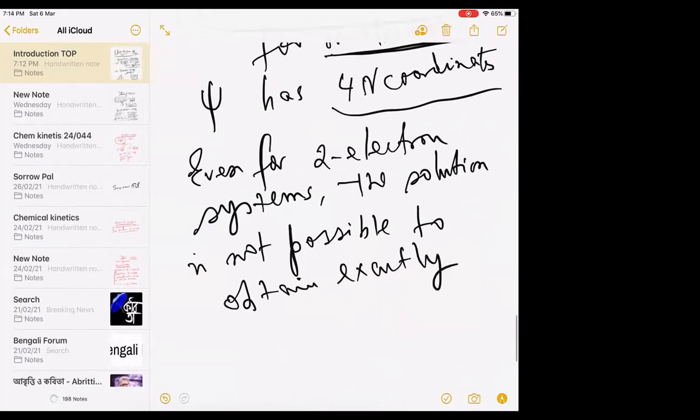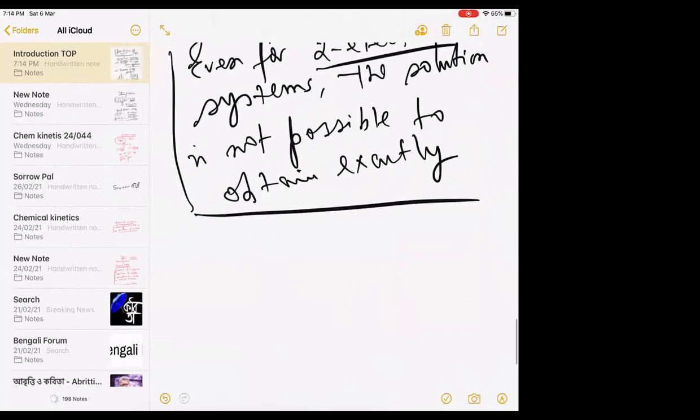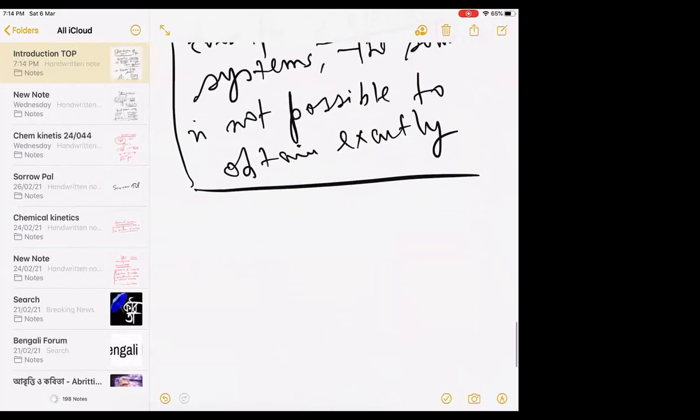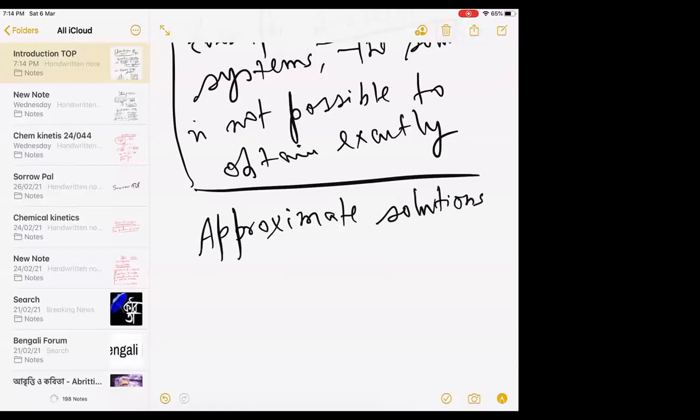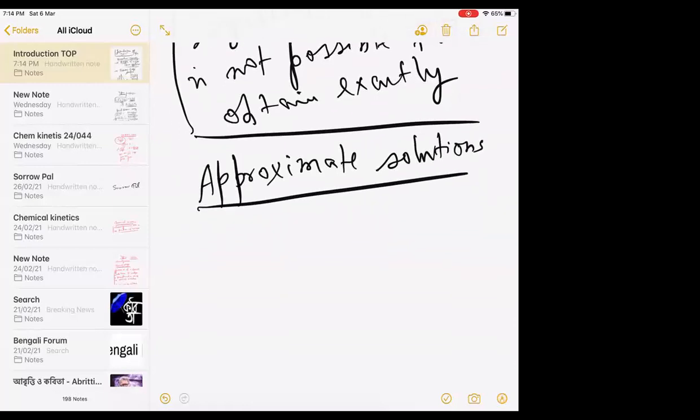So an exact solution for this Schrodinger equation is not possible even for two electron particles. So what the quantum chemists do is, of course, to resort to approximations. So we look at approximate solutions, and I will, without going into the details, say there are several approximate solutions which are in the literature.